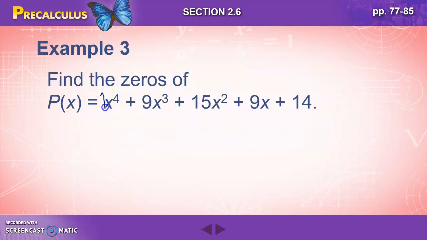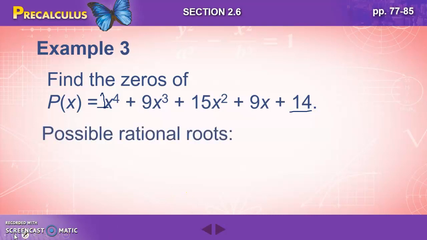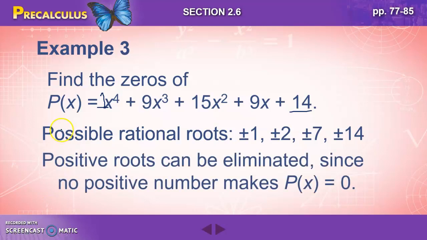So here our leading coefficient is 1, so we just need to worry about the factors of 14, because 1 on the bottom is just an integer. So our possible rational roots: plus or minus 1, 2, 7, and 14. Again, we could plug these in and find out which one gives us 0, but that might take a while. We know that no positive number is going to make this 0, so positive roots would have to be eliminated. So we know our root's going to have to be a negative number.